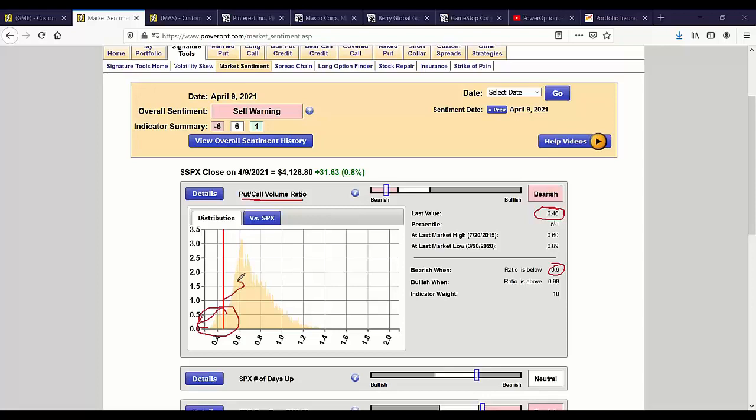It wants to go back to this range. How's that going to happen? You're going to start seeing more puts than calls, so this ratio has to move back up, or this one here at 0.46 has to move back up.